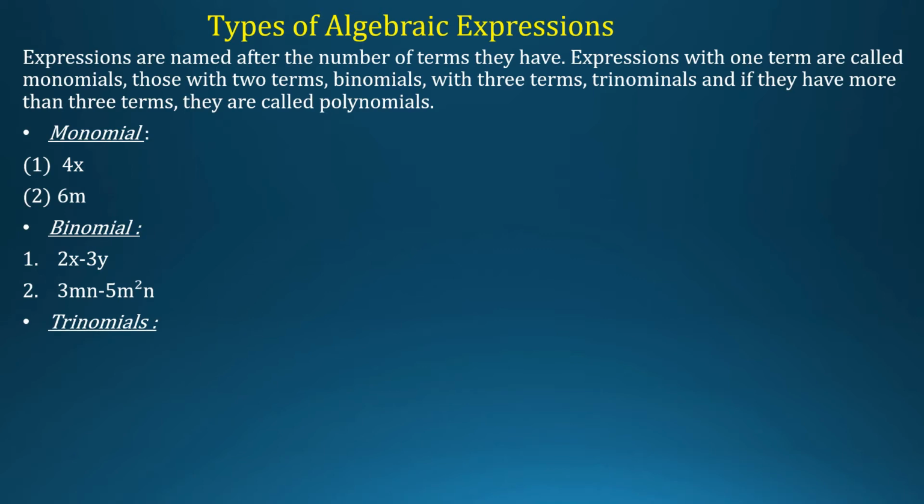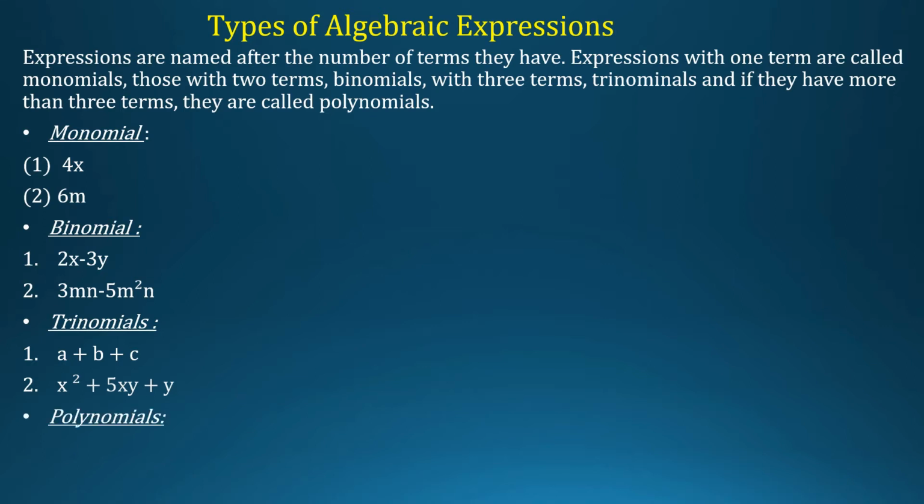Next is trinomials. A trinomial example is a plus b plus c. There are three terms present over here. So this is an example of trinomial. The second example of trinomial is x square plus 5xy plus y. This is also an example of trinomial since there are three terms present over here.